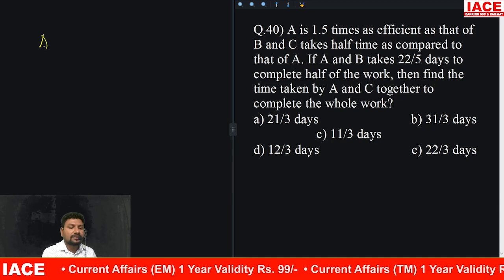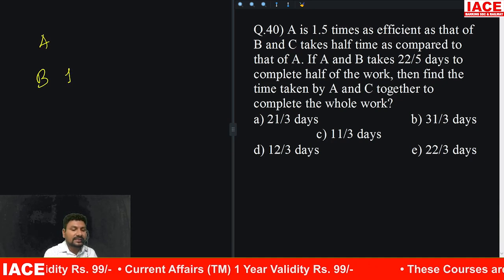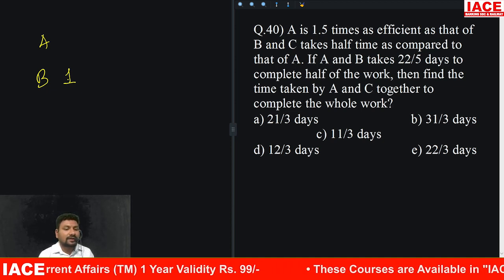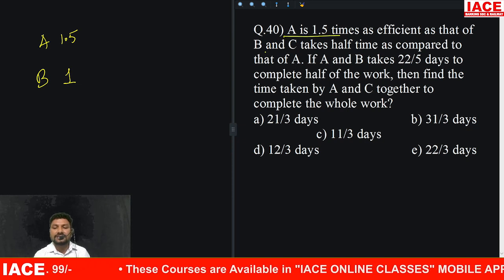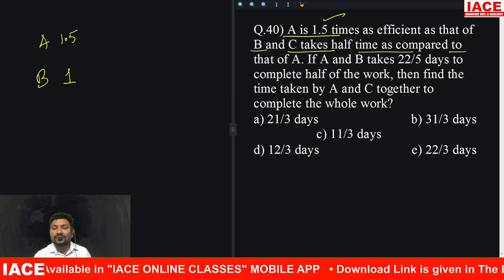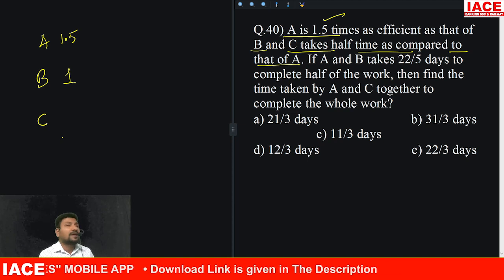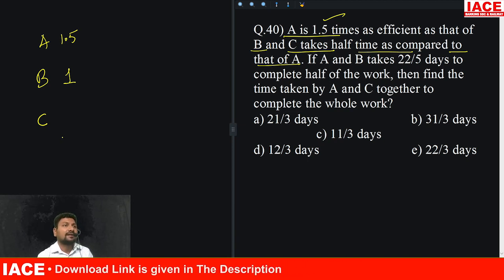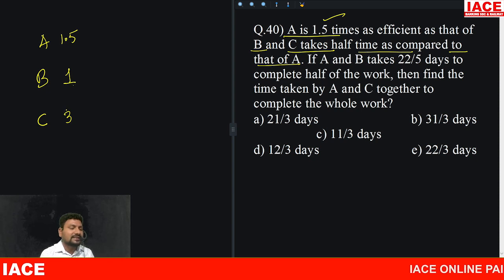A is 1.5 times as efficient as B. B efficiency is 1. If B efficiency is 1, A efficiency is how much? 1.5 times. A's efficiency compared to B is 1.5 times. And C takes half the time compared to A. Then C takes half the time of A, which means C efficiency is double. C efficiency becomes how much? 3. Time half means efficiency double. Now you have A efficiency, B efficiency, C efficiency.